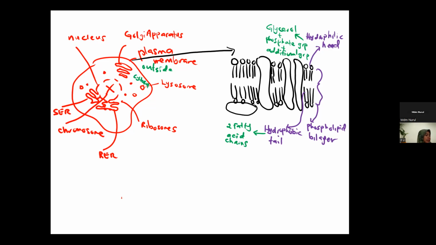Next one. As you can see, this is just an introduction first. I'm drawing the picture to give you an overview of the plasma membrane. Apart from the phospholipid bilayer, our plasma membrane also has proteins. You can see here, these are all proteins. The name of this protein is integral membrane protein. I write it first, we will meet it again later.